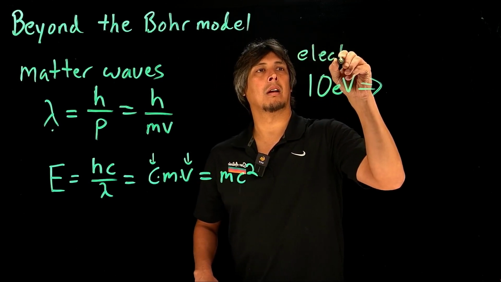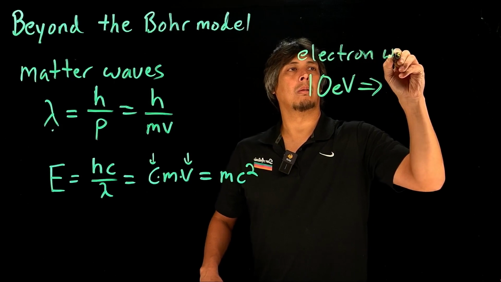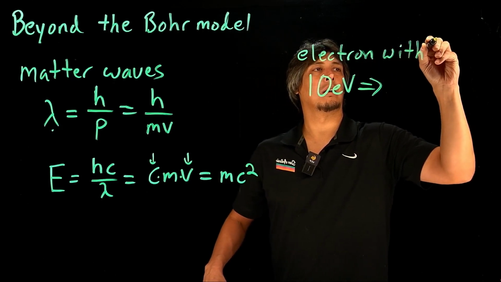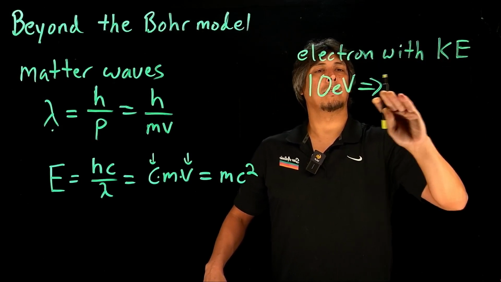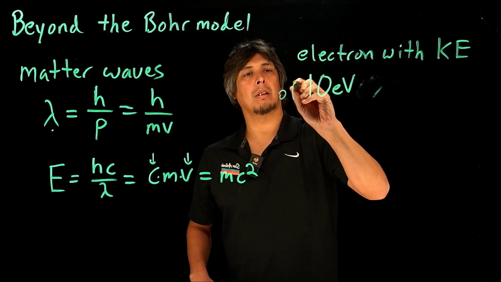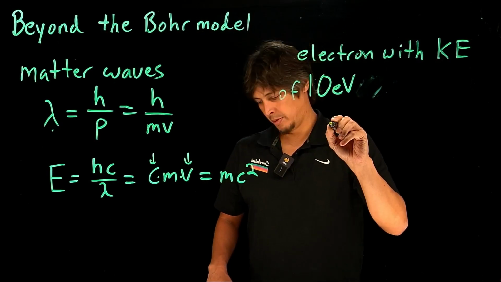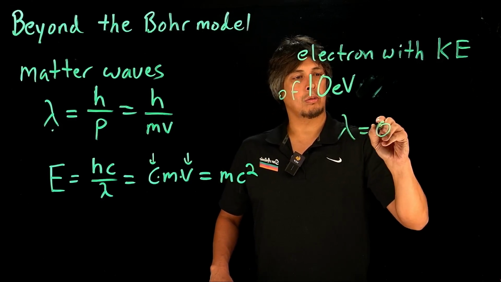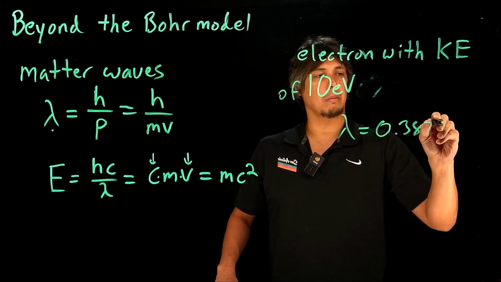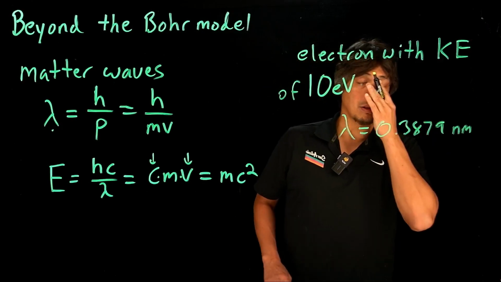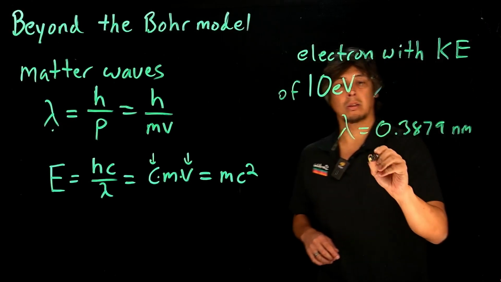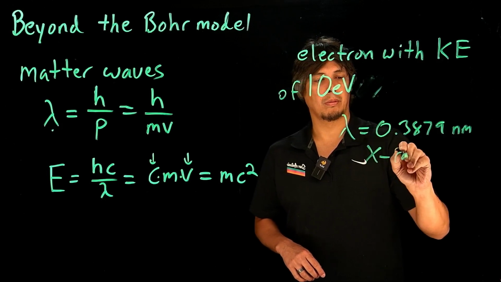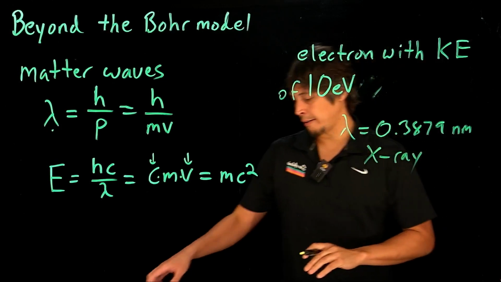an electron with kinetic energy of 10 electron volts. This corresponds to a wavelength for that particle of 0.3879 nanometers. And so this energy and this wavelength are consistent with an X-ray photon.